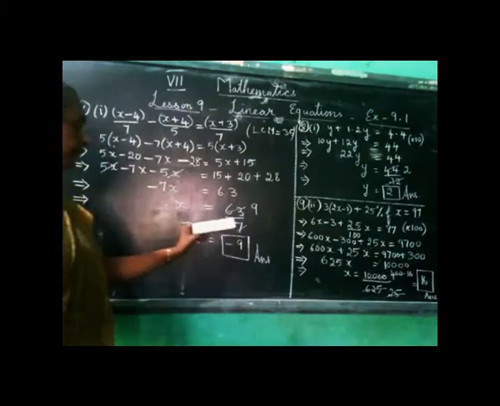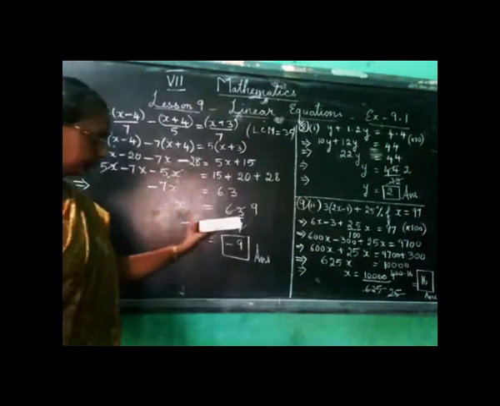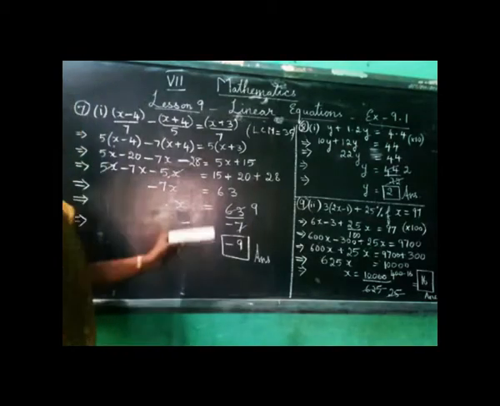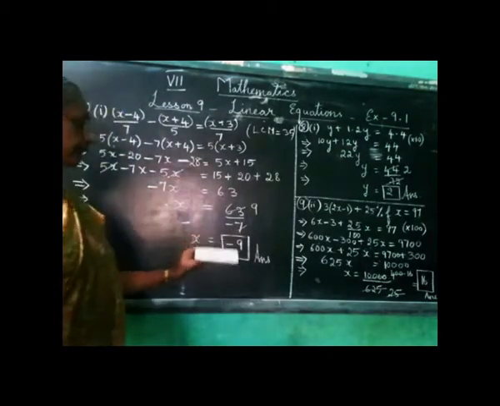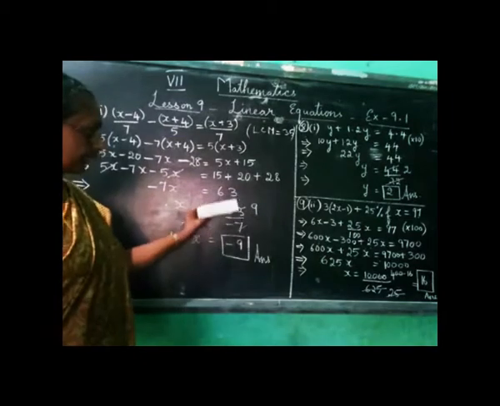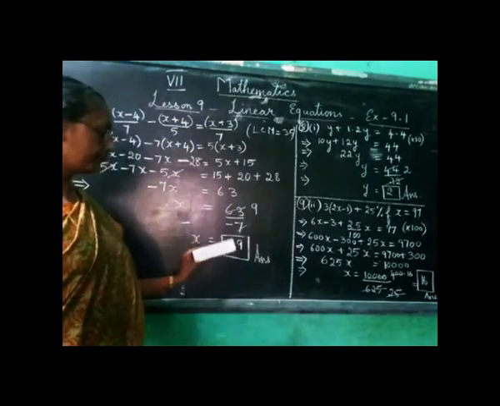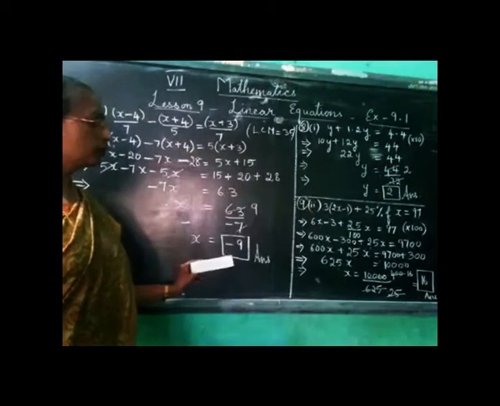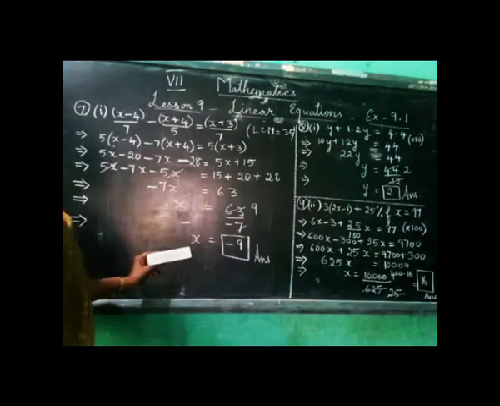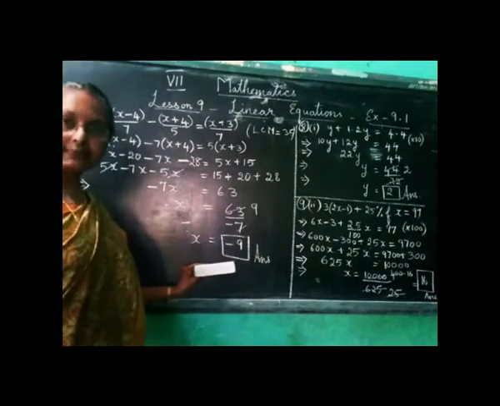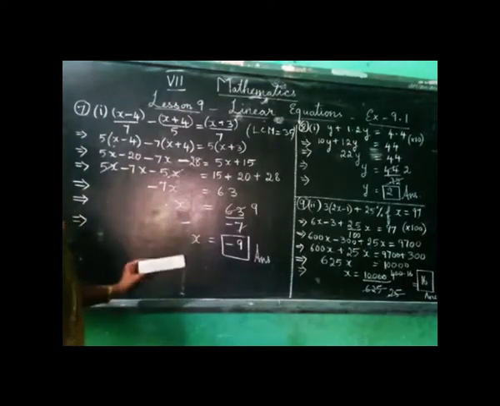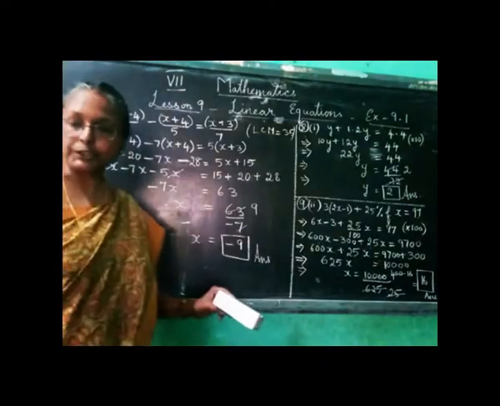only then we can get the answer with the proper sign. So 63 by minus 7. When we divide, it gets cut off. 9 times it goes, and then plus divided by minus, we get minus. So the final answer will be x is equal to minus 9. This will be the solution for the given equation.